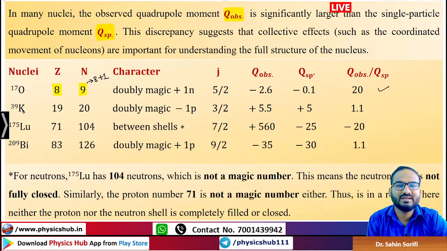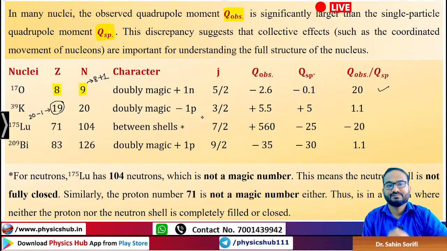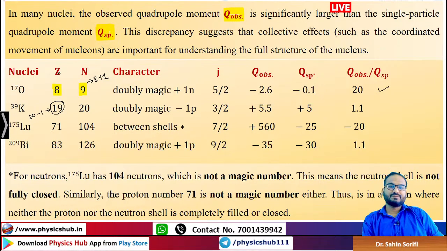Similarly for 39K, the Z value and N value are 19 and 20. So it is doubly magic minus 1 proton. Here 19 is like 20 minus 1. So obviously this proton will decide the J value, which comes out to be 3/2. And here the observed quadrupole moment is 5.5, but the value obtained from the shell model is 5. As you can see, the ratio is 1.1, so it is greater than the single particle shell model.